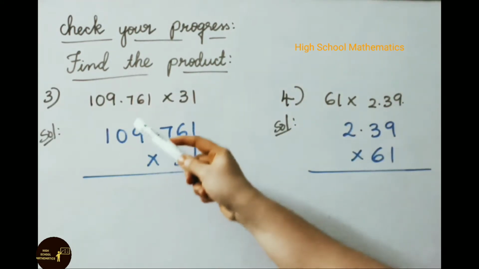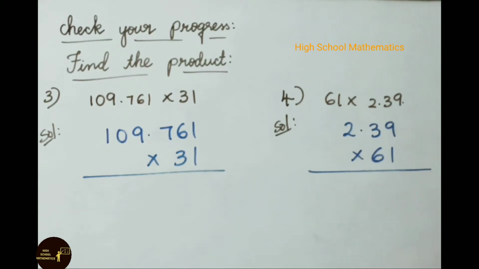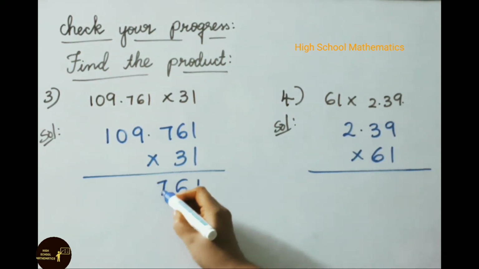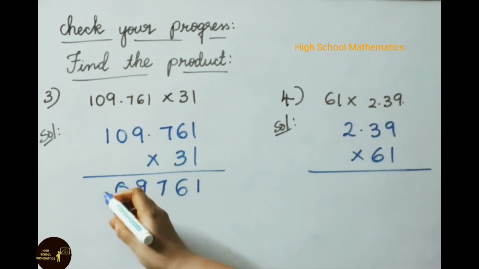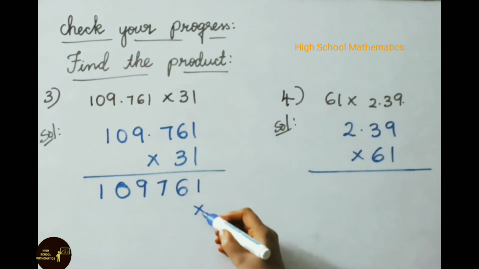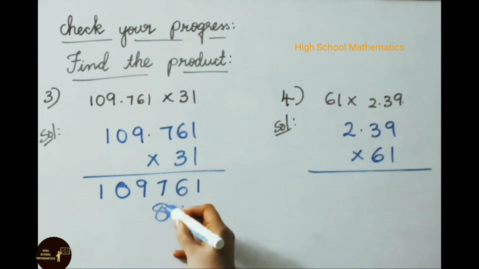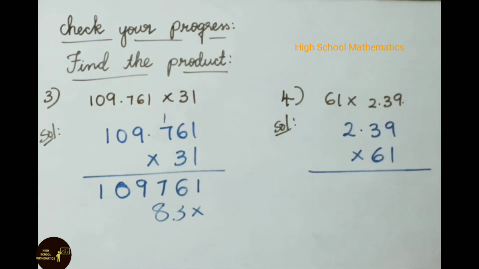See now third sum, 109.761 into 31. 109.761 multiplied by 31. Let us multiply with 1 now. 1 1s are 1, 1 6s are 6, 1 7s are 7, 1 9s are 9, 1 0s are 0, 1 1s are 1. Now let us multiply with 3. 3 1s are 3, 3 6s are 18. So 8 carry 1. 3 7s are 21 plus 1, 22.